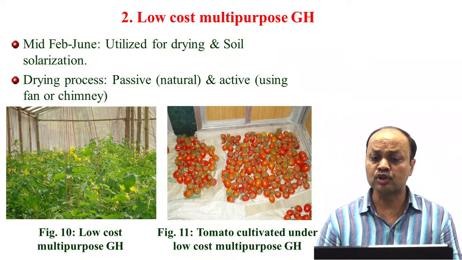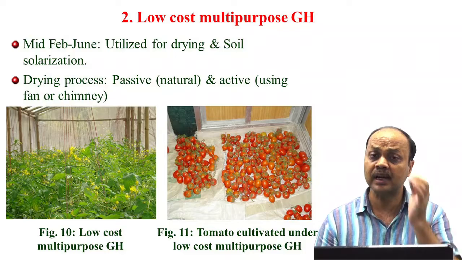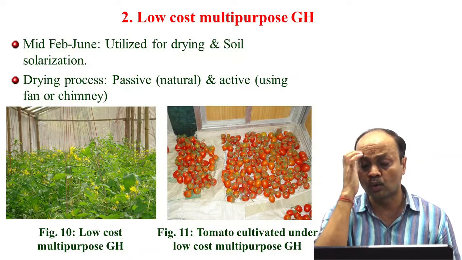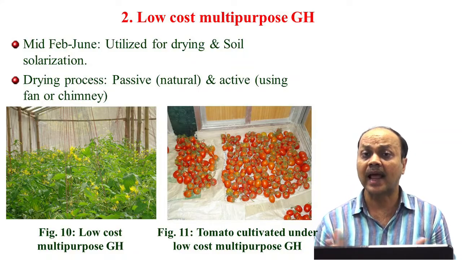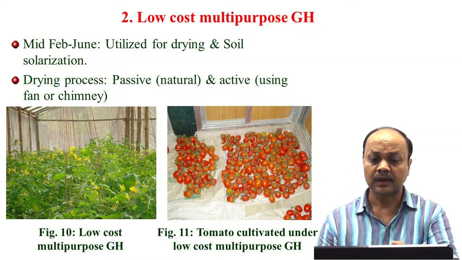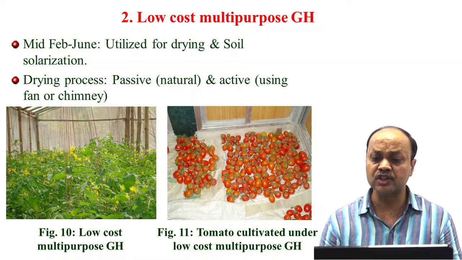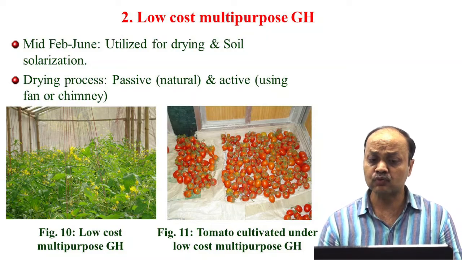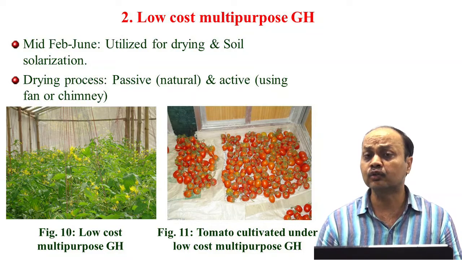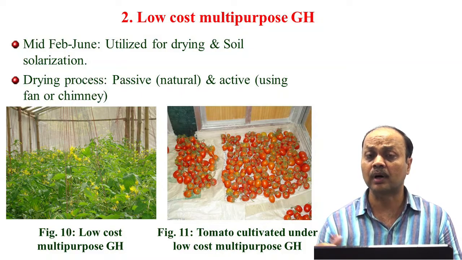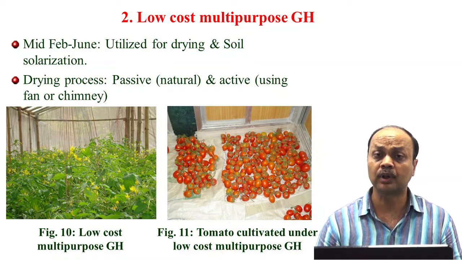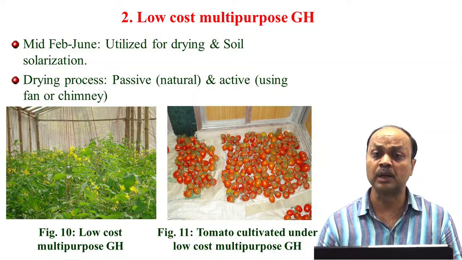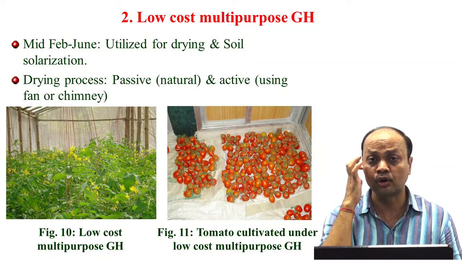We have developed a low cost multi-purpose greenhouse. The same low cost naturally ventilated greenhouse, we have used during summer for drying purposes. You can see from the picture that from mid-February to June it is utilized for drying and soil solarization. In drying also, the same structure can be used. One of the students did her MTech on the low cost multi-purpose greenhouse. She dried tomato.